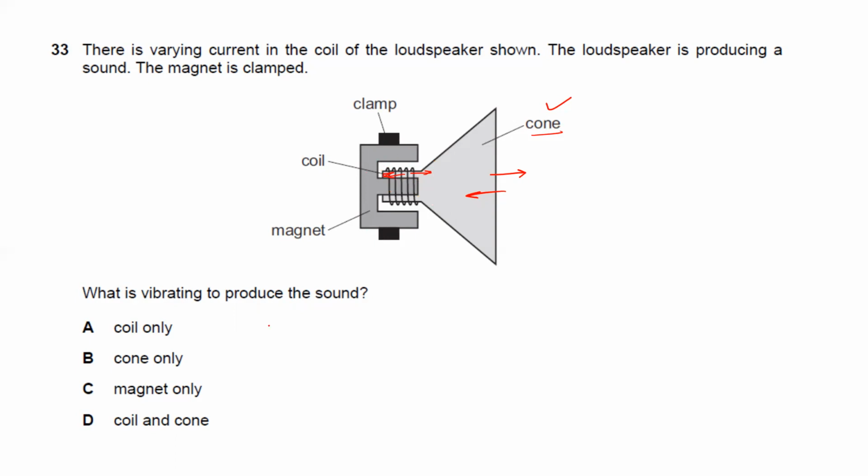The magnet will not move. Coil will move, but not alone. Cone will move, but not alone. Magnet doesn't move. So answer D is the right choice, coil and cone.